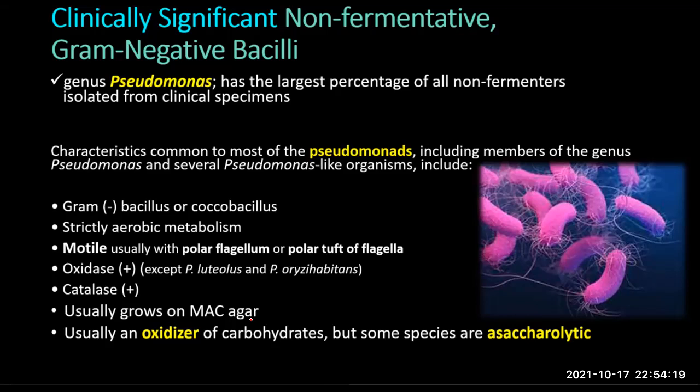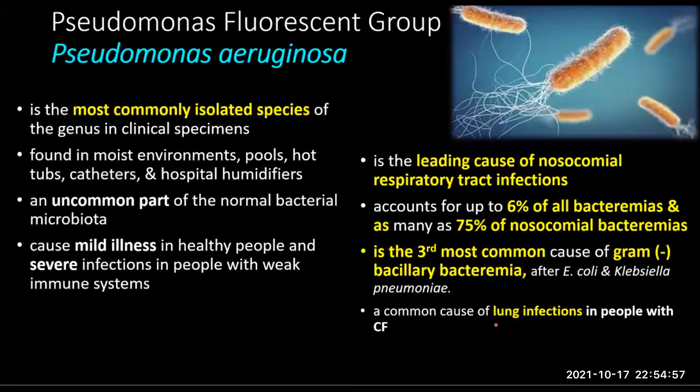The genus Pseudomonas accounts for the largest percentage of all non-fermenters isolated from clinical specimens. Characteristics common to most of the Pseudomonas, including members of the genus and several Pseudomonas-like organisms, include gram-negative bacillus or coccobacillus, strictly aerobic. They are motile because they have a polar flagellum or polar tuft of flagella. They are oxidase and catalase positive. Often they grow on MAC agar, and usually they are oxidizers of carbohydrates, but some species, take note, are asaccharolytic.